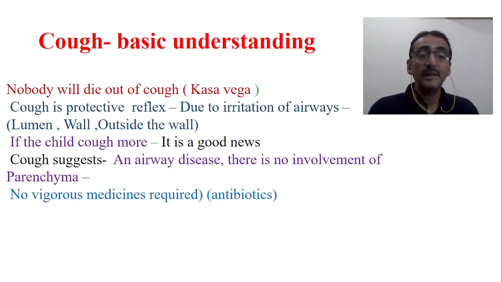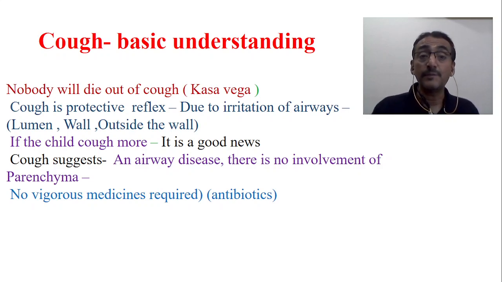So why is this happening? This is happening because of irritation of the airways. That irritation may be in the lumen area, in the wall of the bronchus, or from outside the wall also. Because of all these causes, there will be cough. That means there is irritation of the cough receptors which are present in the upper respiratory tract and lower respiratory tract area, and once they get stimulated, then the cough will be there.